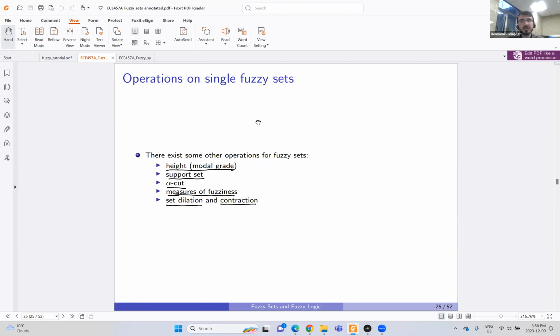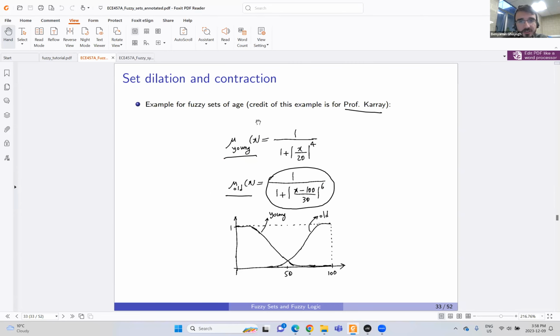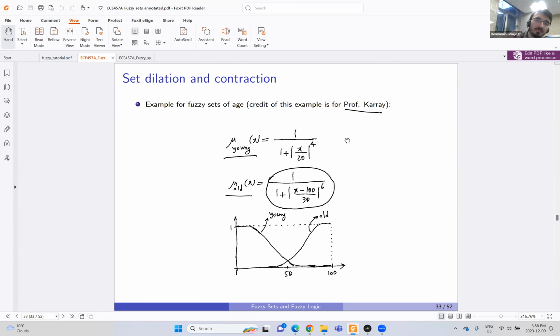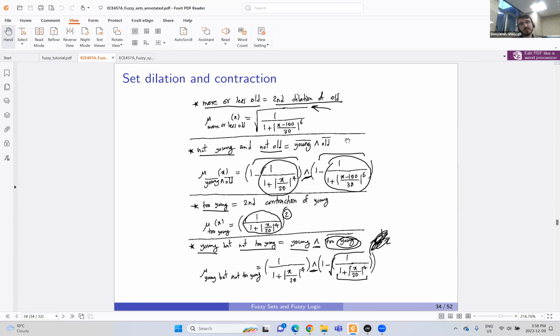Then we talked about several other operations on single fuzzy sets, including height or modal grade, support set, alpha cut, measures of fuzziness, set dilation, and contraction. For set dilation and contraction, we had an interesting example for age. And we said that we can have different combinations of approximate reasoning using these operators. For example, we assume we have membership functions for young and old, then we can make more or less old, not young and not old, too young, young but not too young, something like that. And that's interesting.